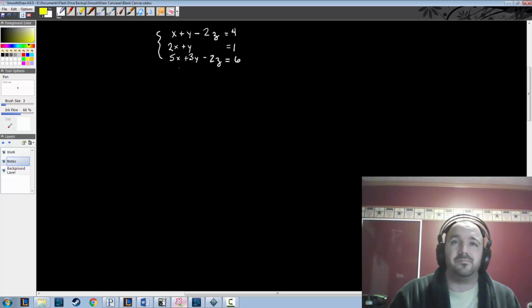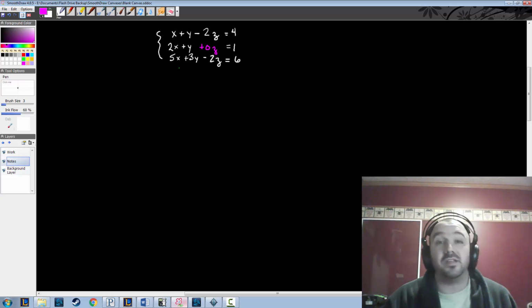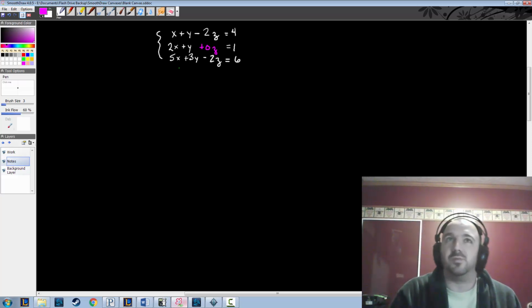To do so, I need to write down a matrix for this particular system of equations. Now, I have to be very careful here, because if you notice, there's something missing. Right here in this blank spot, I just need to put a plus 0z. The reason I put that in there is for my own sanity, and it helps me keep track. So I'm going to send this into a matrix.